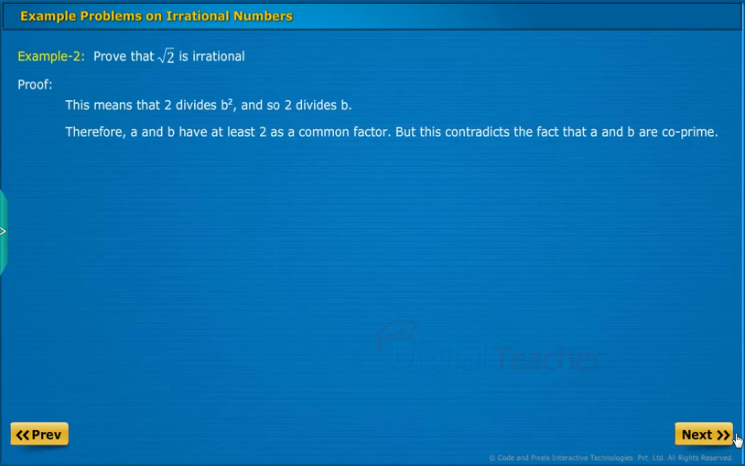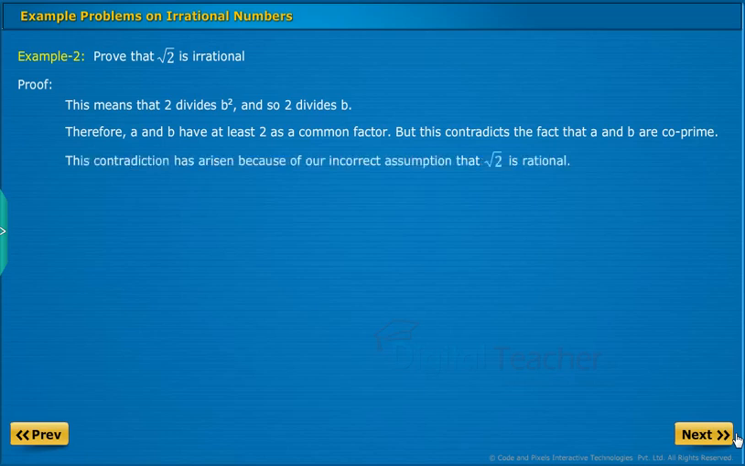Therefore, a and b have 2 as a common factor. But this contradicts the fact that a and b are co-prime. This contradiction has arisen because of our incorrect assumption that root 2 is rational. So, we conclude that root 2 is irrational.